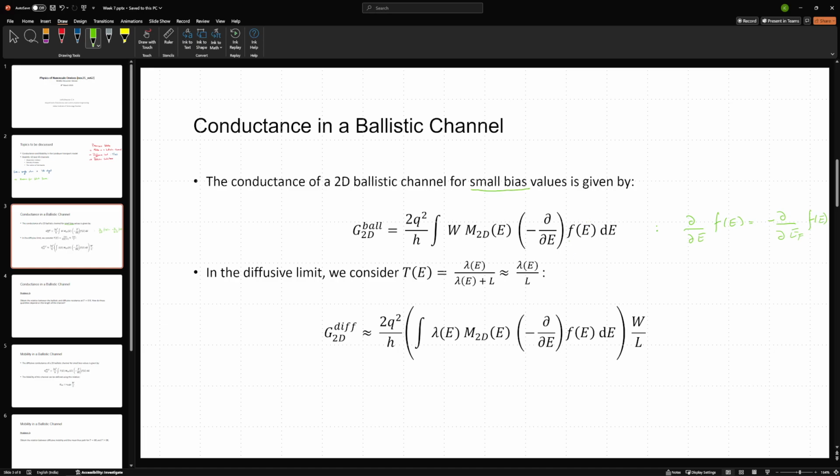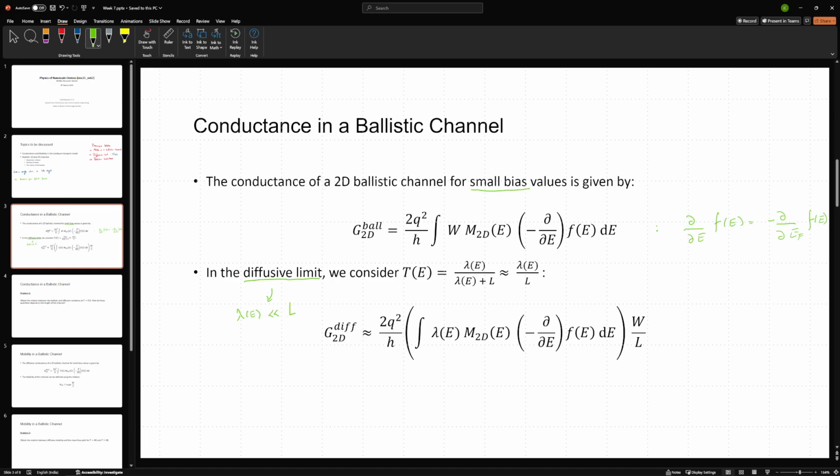So this is something we have already dealt with in some detail. Now, when we go to the diffusive limit, what does this mean? The diffusive limit essentially implies the following: lambda of E, which is the mean free path of the electron at any energy, becomes very small when compared to the length of the channel.